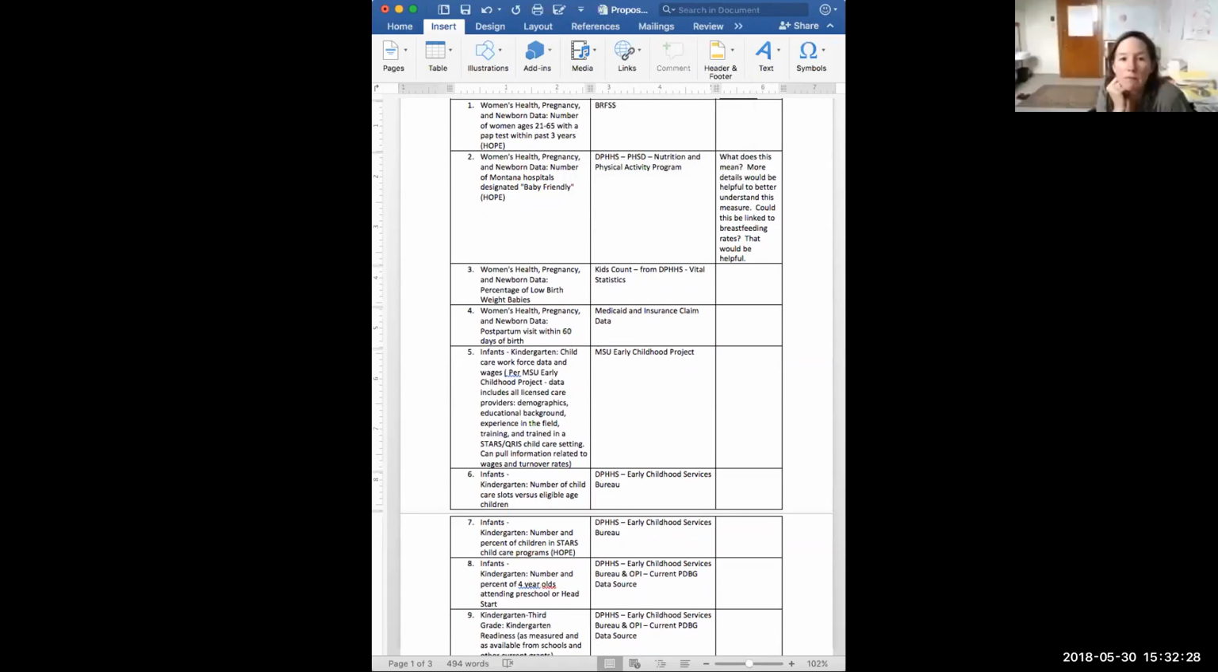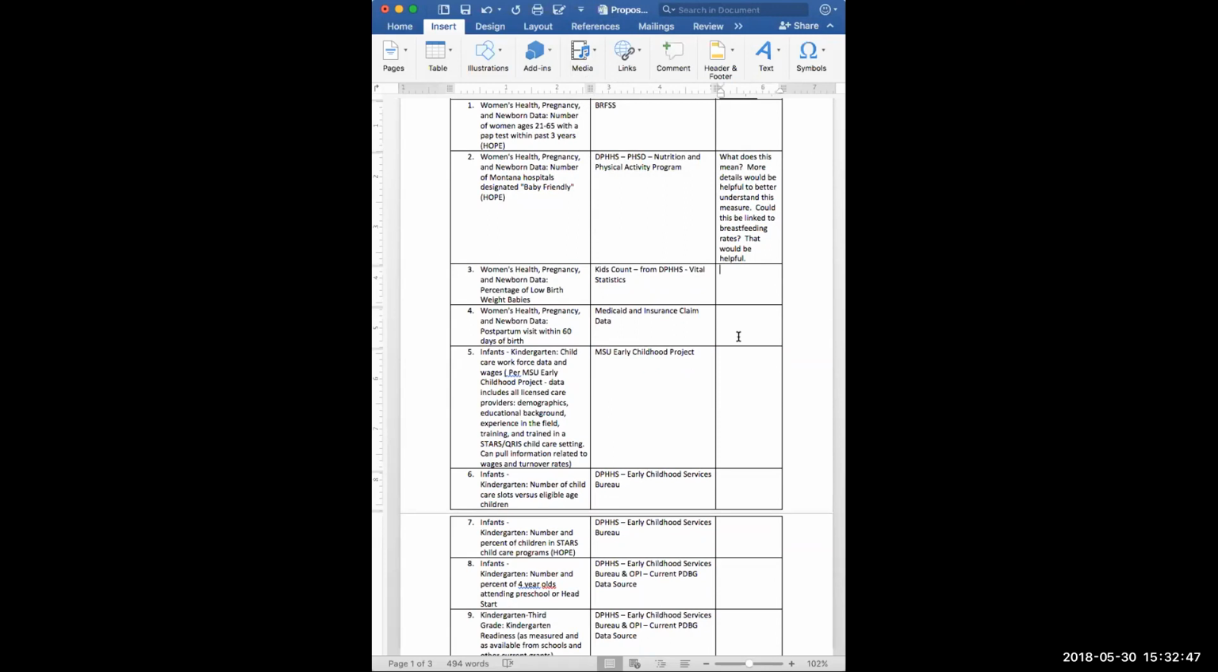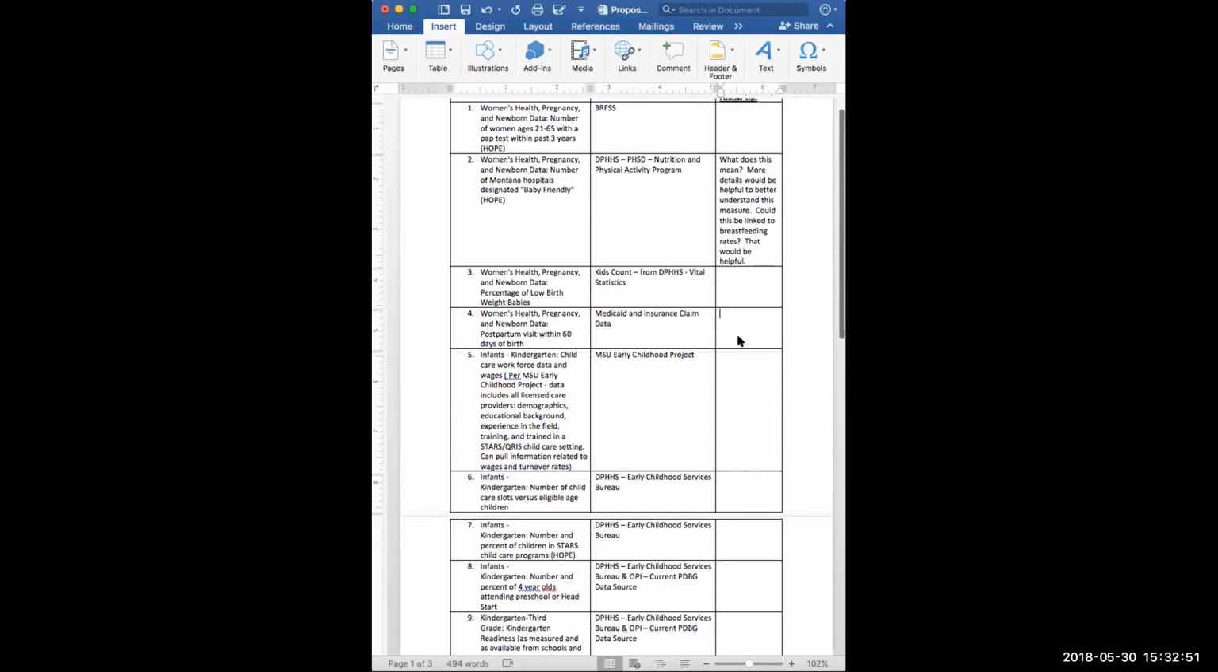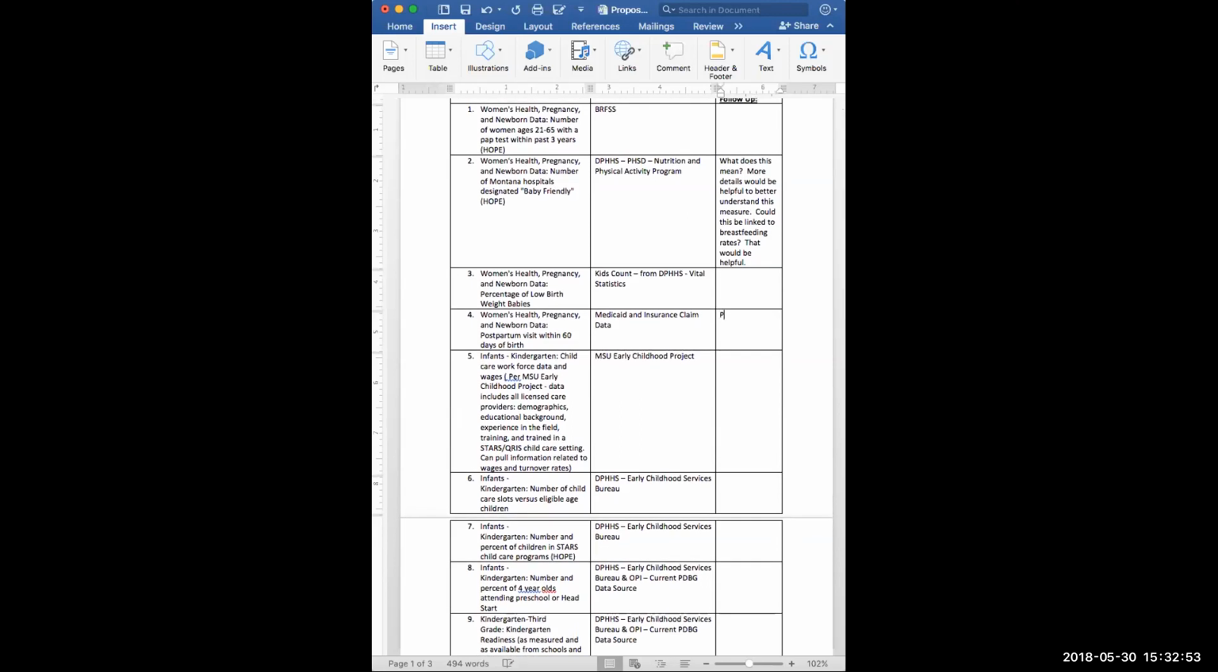Great, that's helpful. How about the other three measures that we have in the women's health, pregnancy, and newborn data? Any thoughts on if some of them feel weaker to either have impact or be actionable, or stronger? I see a problem with the postpartum visits within 60 days of birth because it only applies to a subset of the population. Why?